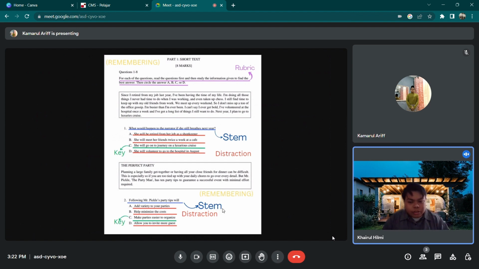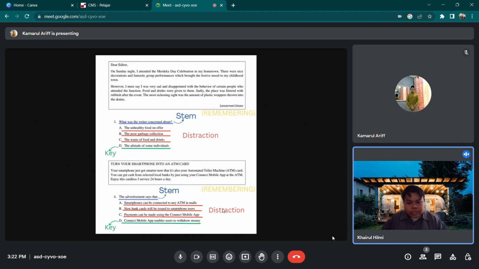Alright, thank you Khairul for the beginning. So I will continue with my part. This is part 1 about the short text. This part has 8 questions. The purple line is the rubric, and the first question is about remembering, and the second question is about remembering too. Next. And this is the third question about remembering, and also the fourth question is about remembering too. Next.